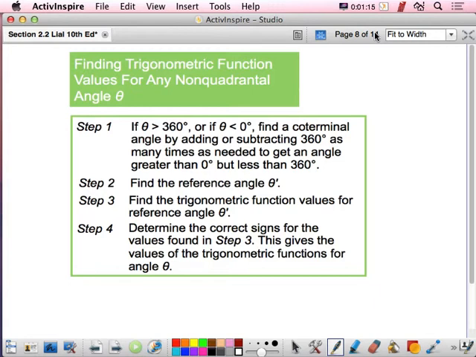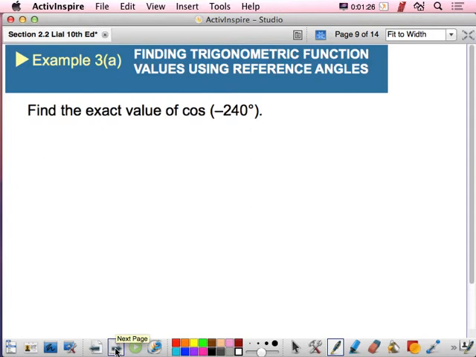Okay, so for the rest of this, we're not going to do all 6 for every angle. I'll just pick a trig function and we'll do it, so it won't take as long. So let's look at another example. Let's say I want you to find the exact value of the cosine of negative 240 degrees.